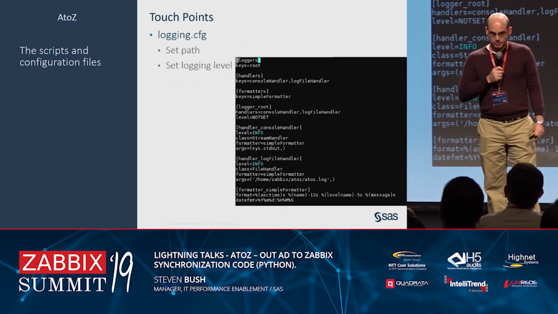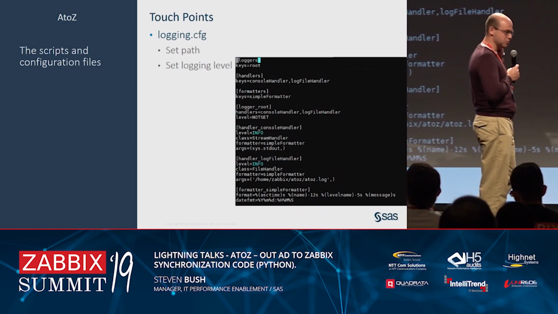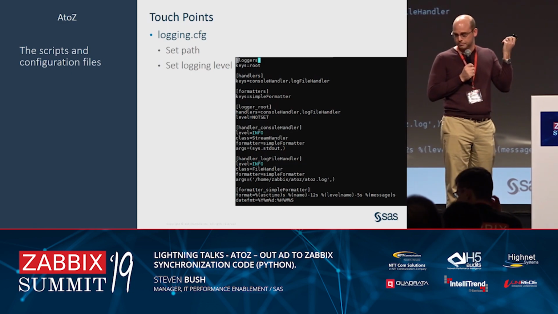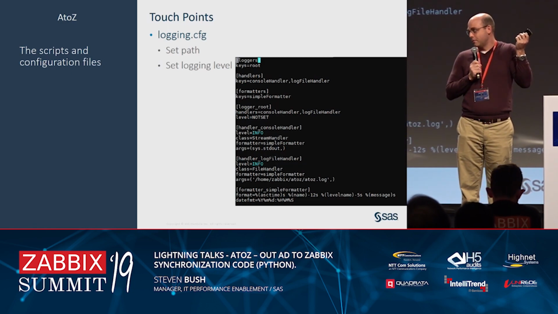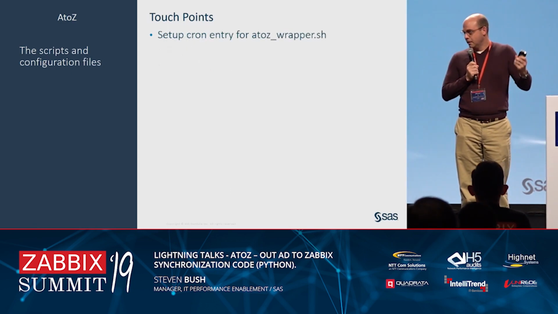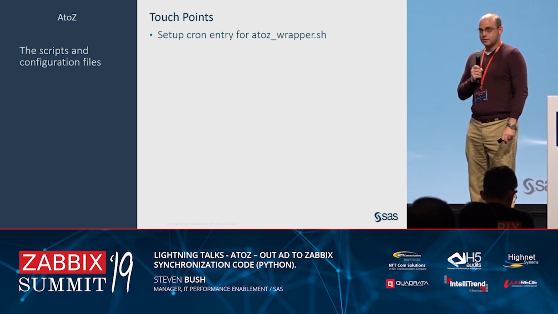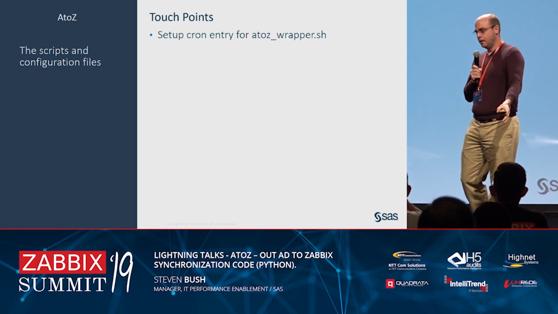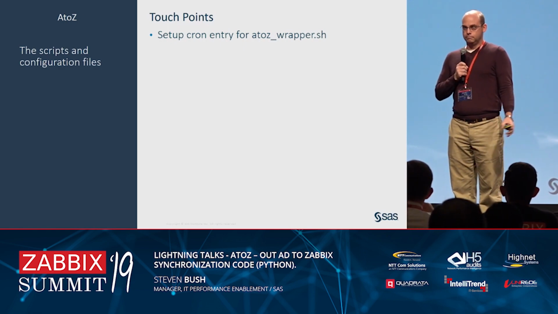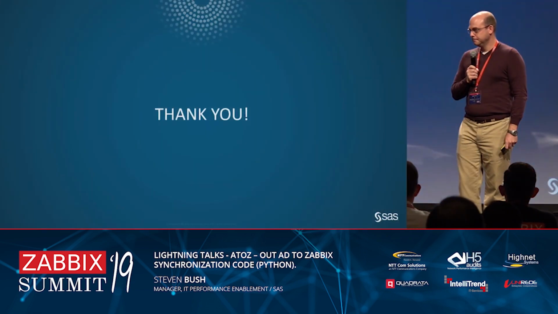Logging config. You probably don't need to touch this unless you don't install it where we thought you were going to install it. But this is technically something you could have to update, so it's on the list. And then put it in cron and you're done. It doesn't have a lot of requirements. It runs in Python 2.7. You'll need the Python LDAP module. That's it. Thanks.